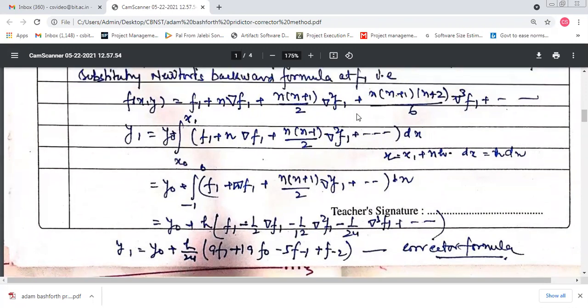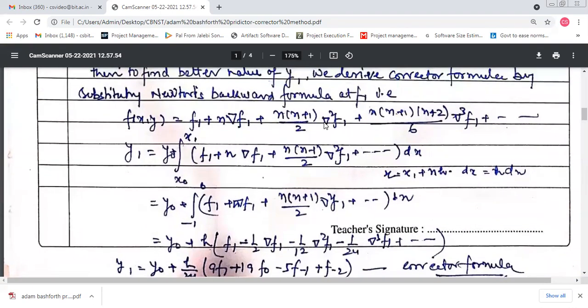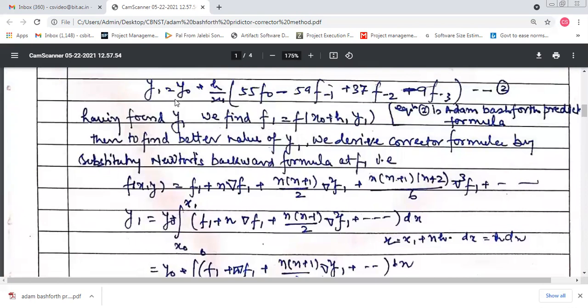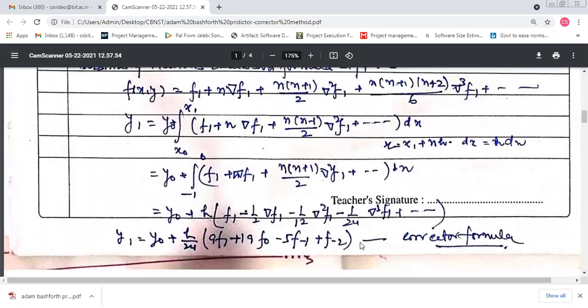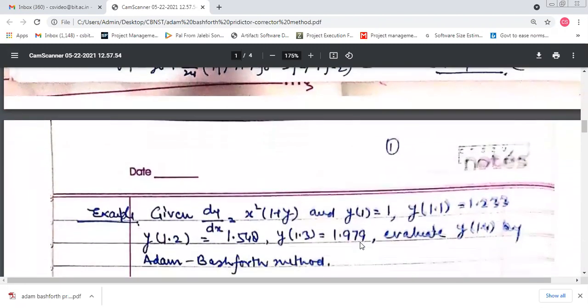So the predictor formula is y1 is equal to y0 plus h upon 24 times 55f0 minus 59f minus 1 plus 37f minus 2 minus 9f minus 3. And the corrector formula is h by 24 times 9f1 plus 19f0 minus 5f minus 1 plus f minus 2. And how this value we are coming, because we know delta f1 is equal to f1 minus f0, delta square f1 is equal to delta f1 minus delta f0, and equating in terms of f0, f1, f minus 1 and f minus 2. So let us go with an example.